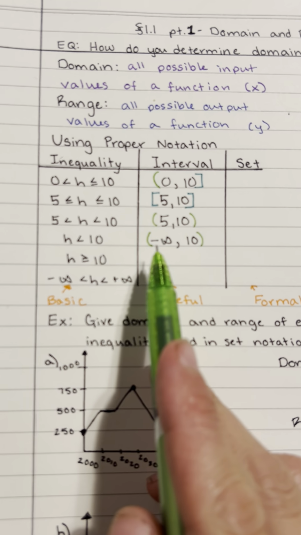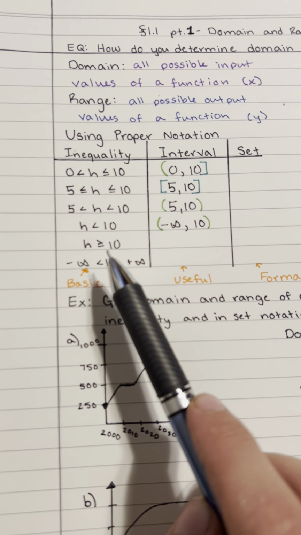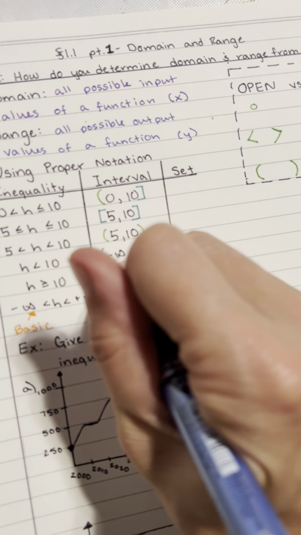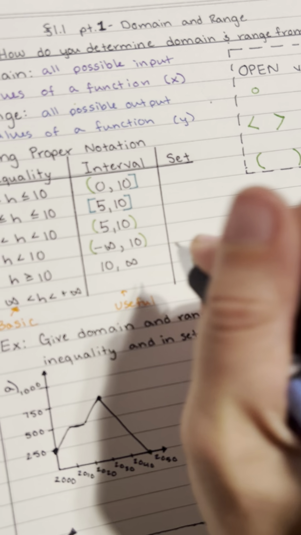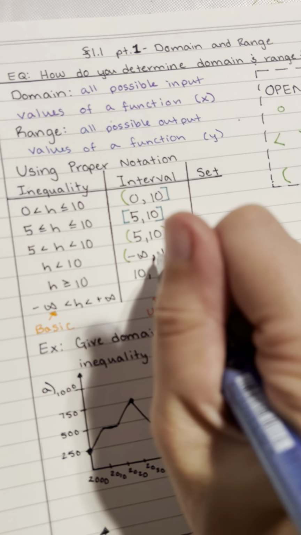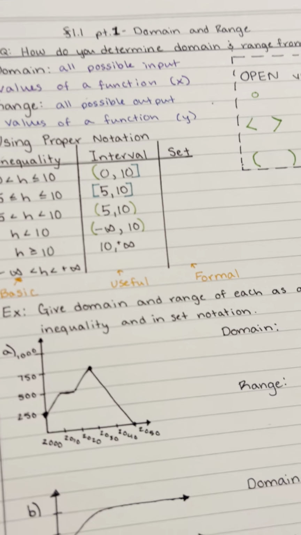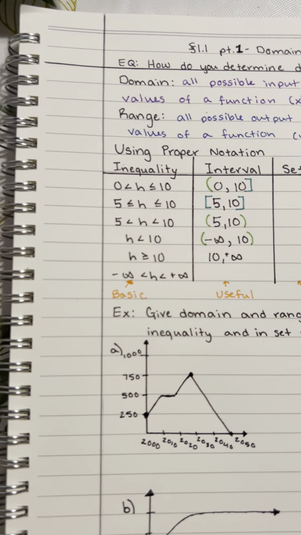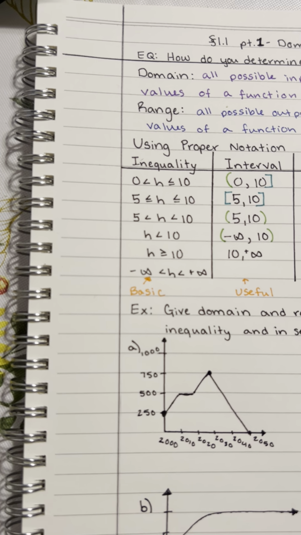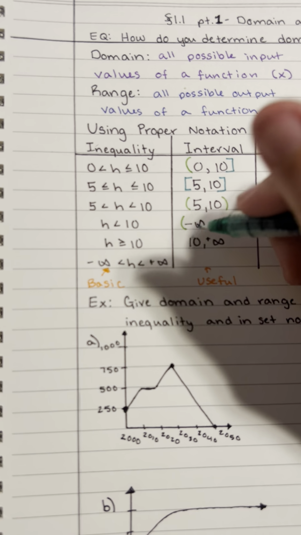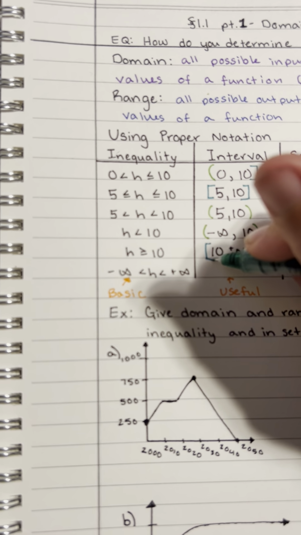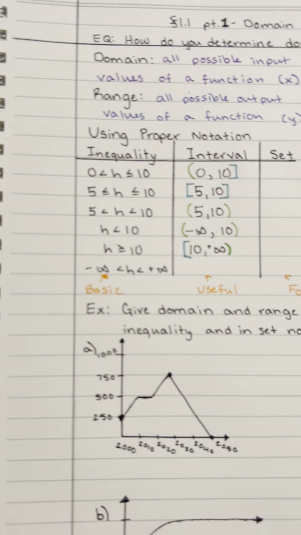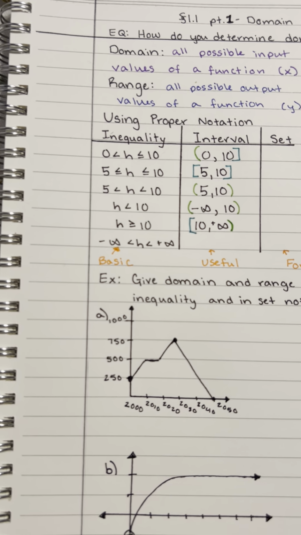Next one, vice versa. h is bigger than or equal to 10. That means my possible values are from 10 to infinity. And actually, let's be specific, positive infinity. And then here, it can equal 10. That's what that inequality means. It means it's either 10 or it's bigger than 10. And then again, infinity always has a parenthesis. You will get marked down if you put a bracket around infinity, so please don't do that.